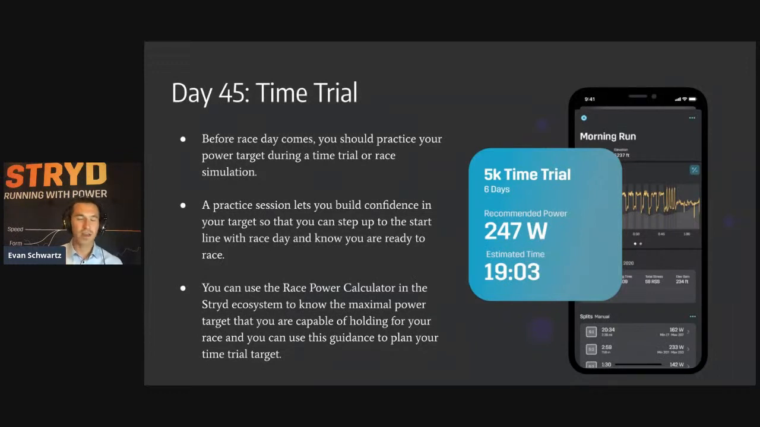You don't have to worry about anything else besides hitting your power target and your goal that you have expertly practiced. You can also use the Stryd Race Power Calculator in the Stryd ecosystem, either in the mobile app, or you can go to stryd.com/powercenter, and you can figure out the maximal power target that you're capable of holding for your race. You can use this as guidance to plan your time trial target. So on the screen right now, if you're watching, we have an example of what a race projection might look like, and then some of the post-run reporting in the Stryd iOS mobile app.